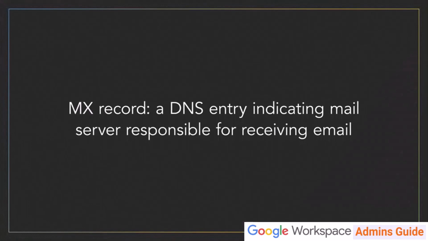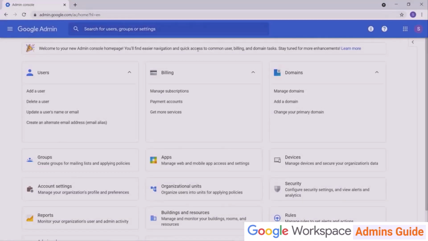An MX record, or Mail Exchange Record, is a DNS entry that tells servers which mail server is responsible for accepting email messages on behalf of your domain. If you purchased your domain from a Google partner during Workspace signup, this has likely been done for you already. If not, let's take a look at an overview of that process.